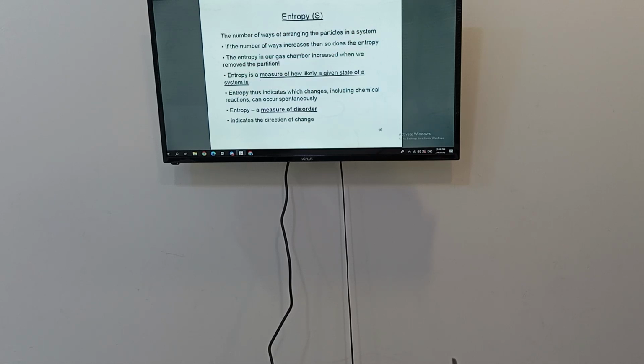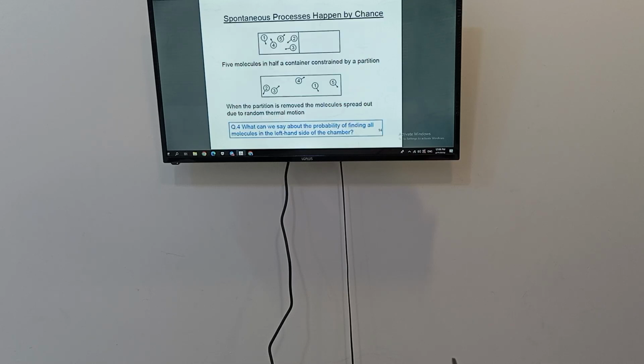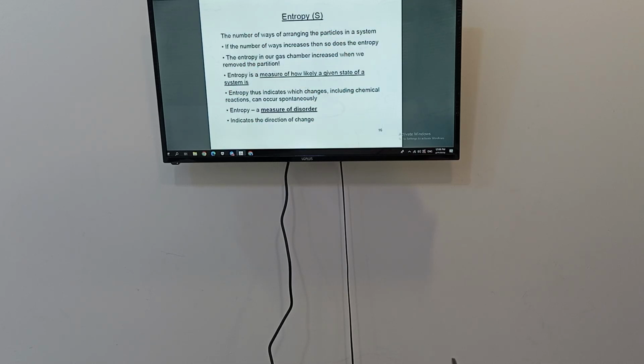Entropy, S, is the number of ways of arranging particles in a system. If the number of ways increases, so does the entropy. The entropy in our gas chamber increased when we removed the partition, because its probability or randomness increased, so the entropy increased when we removed the partition from this gas.